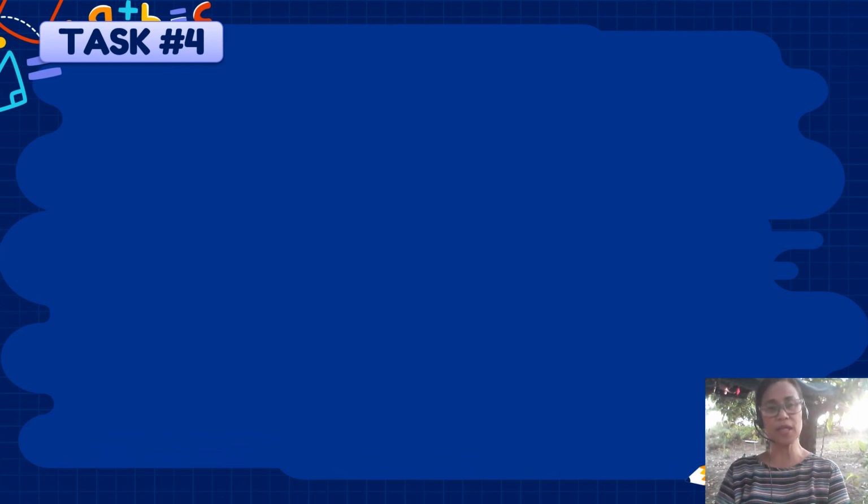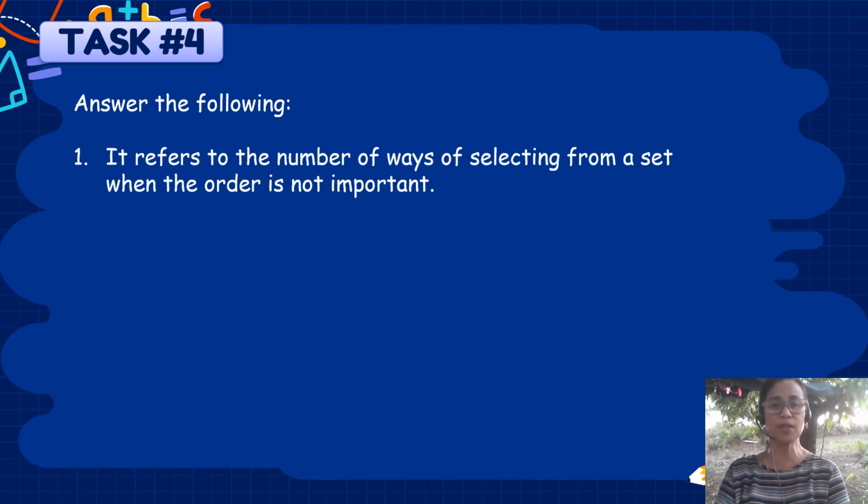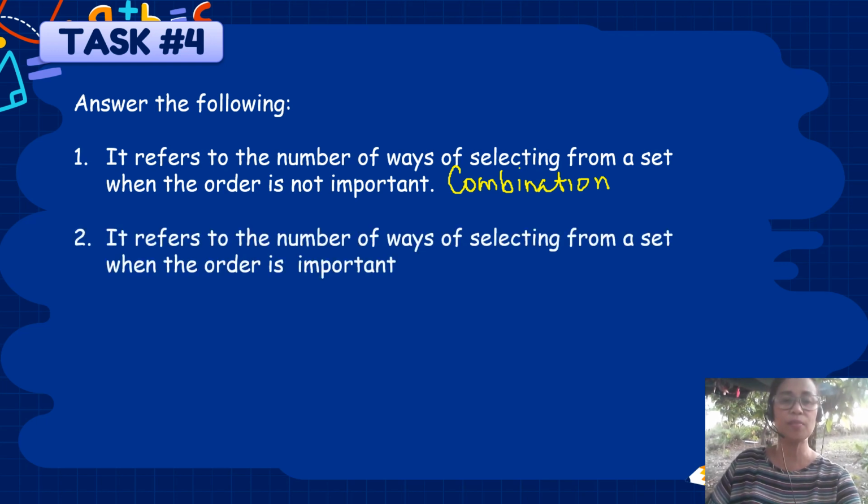Okay, let's now answer task number 4. You have to identify the following. It refers to the number of ways of selecting from a set when the order is not important. What is it? Did you answer combination? So the answer is combination. Correct. Second question. It refers to the number of ways of selecting from a set when the order is important. Very good.